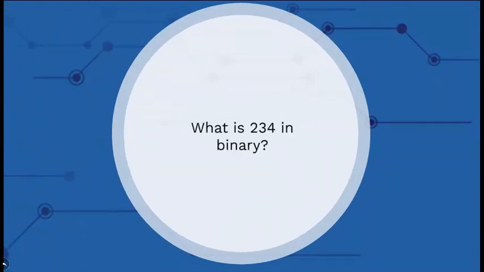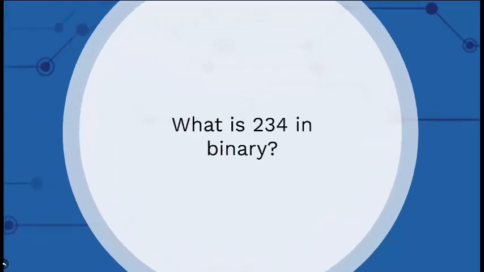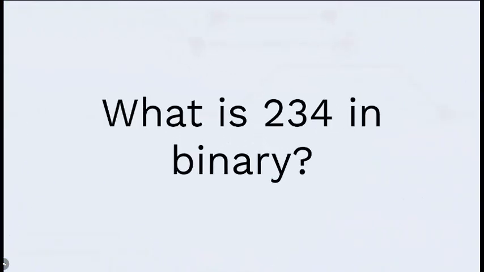What is 234 in binary? Pause the video now if you'd like to work this out on your own. Well, here we go. 234 in binary. All right. 2 to the 7, 2 to the 6, 2 to the 5, 2 to the 4, 2 to the 3, 2 to the 2, 2 to the 1, 2 to the 0.